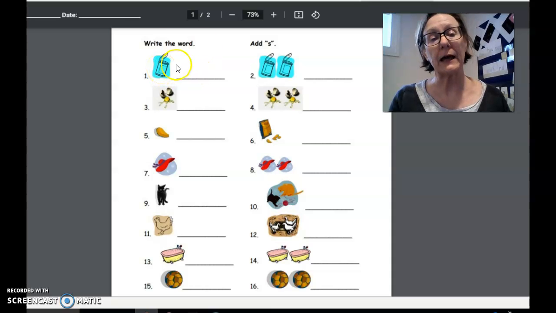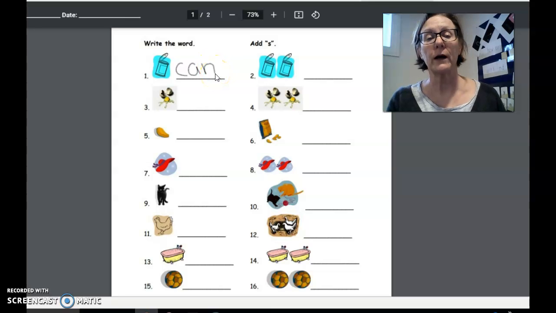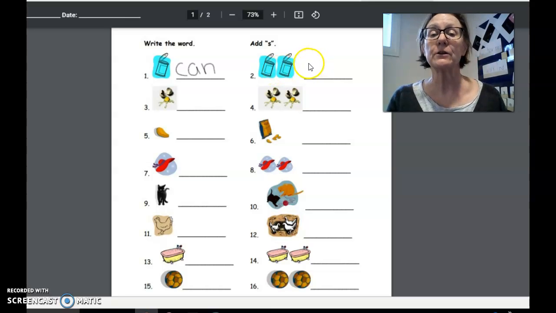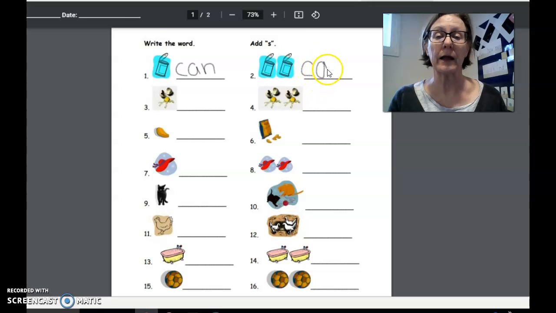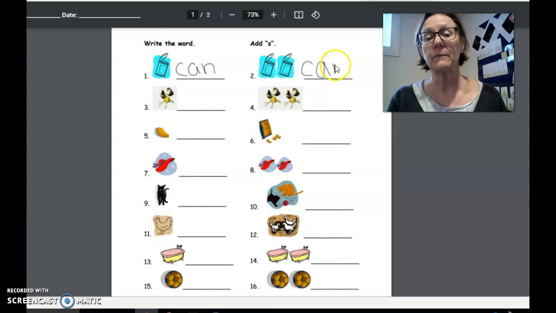So this is a can. One can. So I write can. Okay. One can. Two cans. So plural, we add S for plural. Cans. C A N S. Okay.